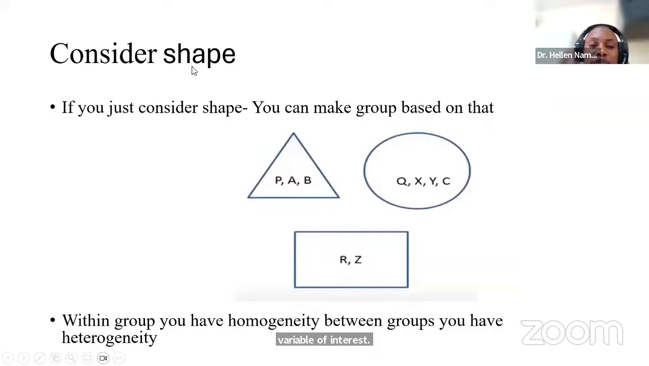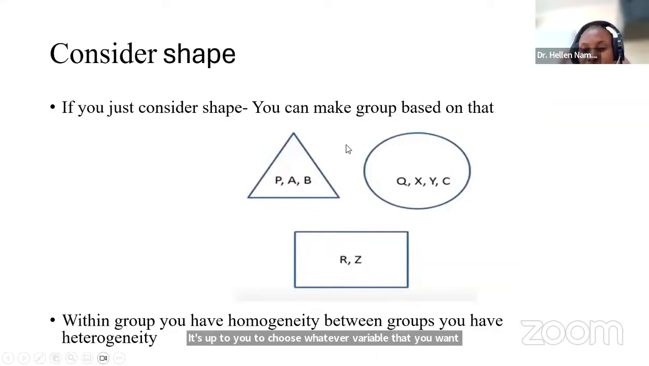So in case we consider shape, like I mentioned earlier, we are coming up with 3 clusters, or 3 groups. Because we based it on the shape, we have the ones in the triangle, and we got these particular observations. Then within our circle, we've got Q, X, Y, and C. And then the rectangle, we have R and what?